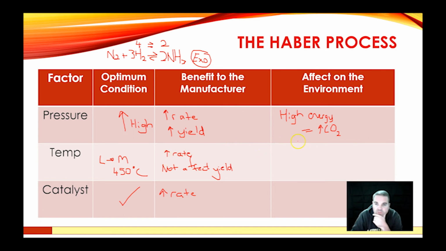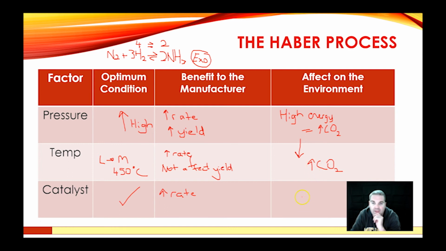Again, for temperature, you're going to need to supply energy into it, which again is going to increase your CO2 emissions. Luckily we're not using a massively high temperature though, because 450 degrees is relatively low. It's not going to require too much CO2 burning or fossil fuel burning, so it's not going to be too bad.